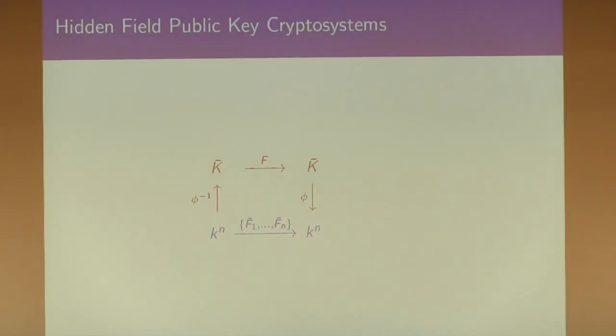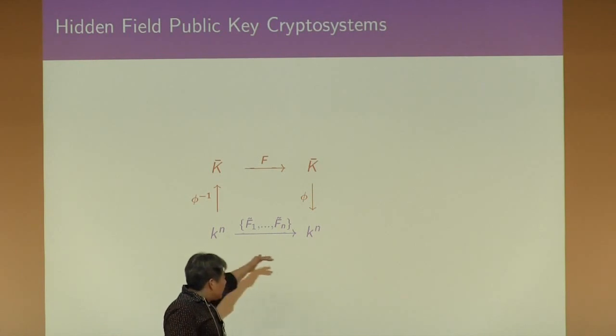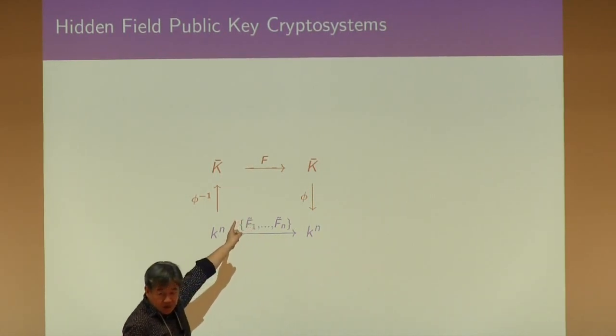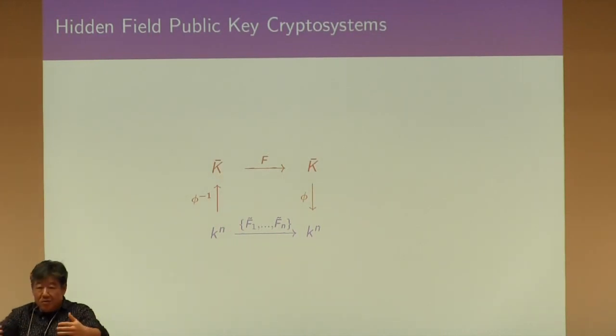If you draw the picture, you have the vector space of the finite field, and you build the map over the top, over the large field, then phi and phi inverse pull it down. Of course, you can also move it back up. In terms of attack, this is something I will mention a little bit later.